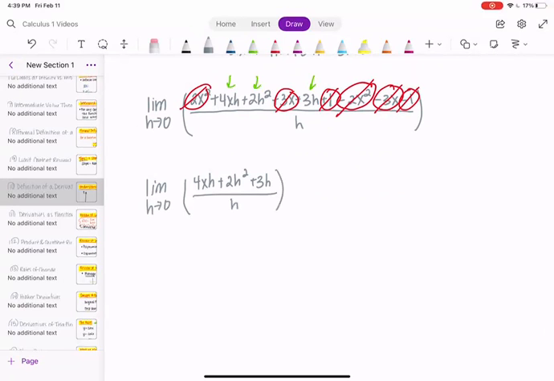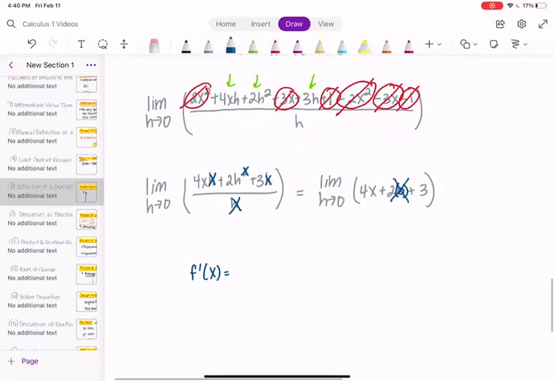And what we're going to do, like we did before, is cancel this h with this one, this one of the squareds, and this one. And that will leave us with the limit as h approaches 0 of 4x plus 2h plus 3. And now that it's in its simplest form, we're going to evaluate that limit. So we're going to end up with f prime of x equals, and we're plugging in a 0 for everywhere we see an h. So this term is going to cancel. So it leaves us just with 4x plus 3.